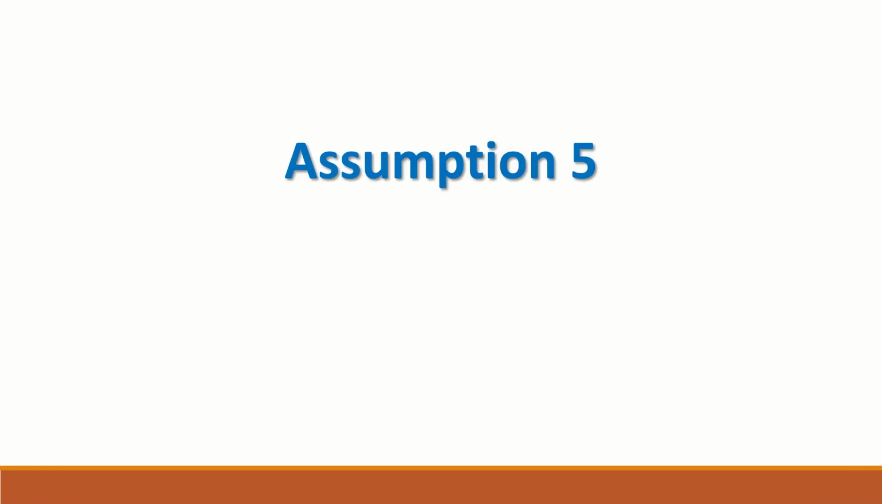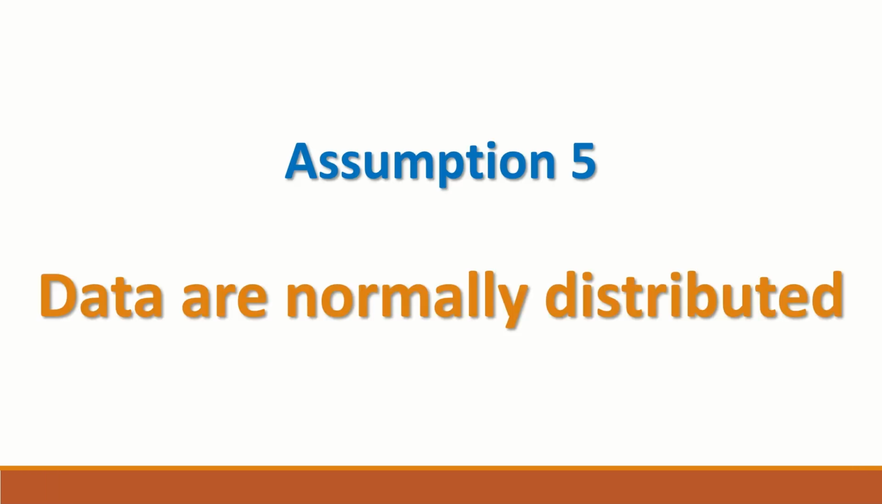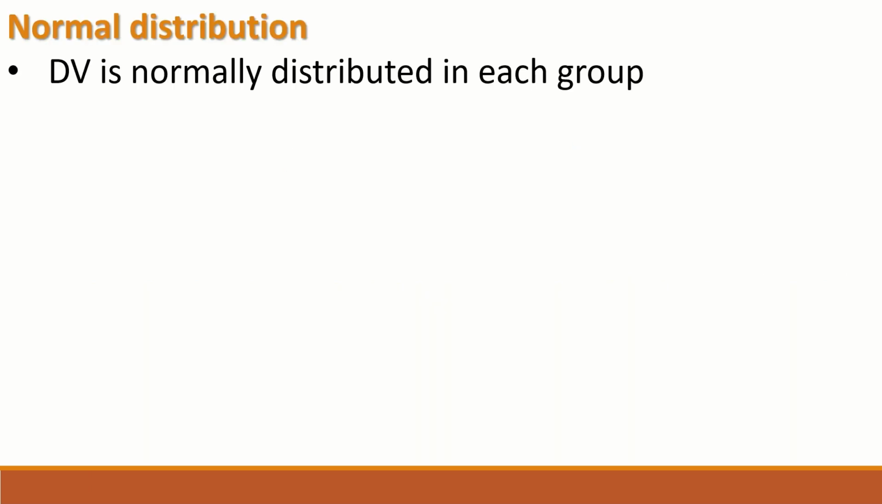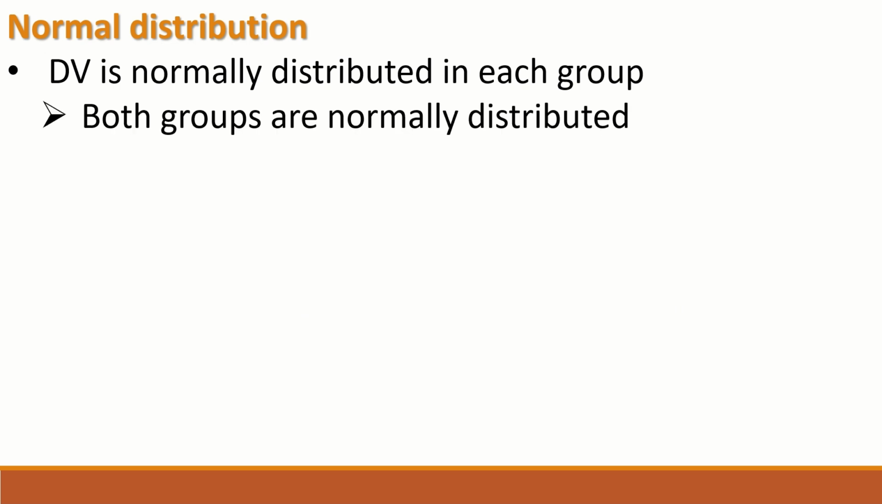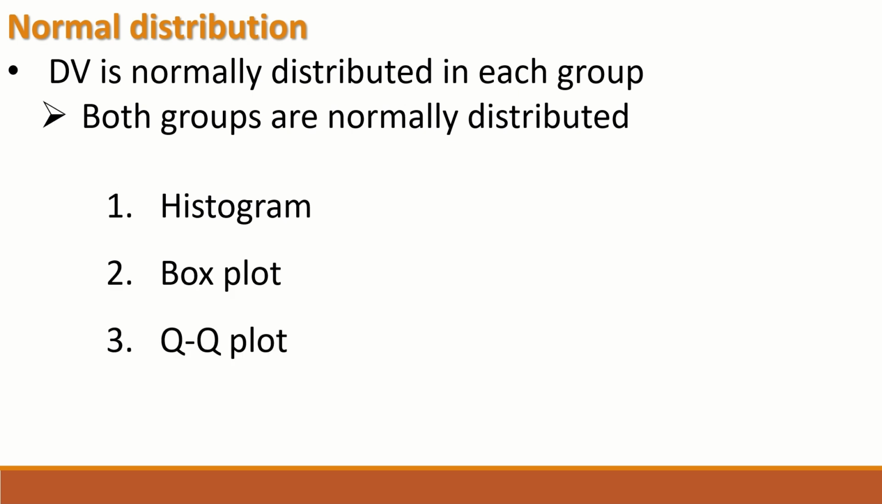The fifth assumption states that data are normally distributed. So the dependent variable is normally distributed in each group. To reiterate, both groups are normally distributed. So how can I check if the data are normally distributed? By plotting a histogram, box plot, or QQ plot, or using several statistical tests that are available to check whether the data are normally distributed or not.